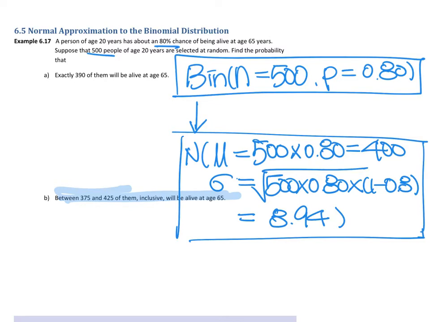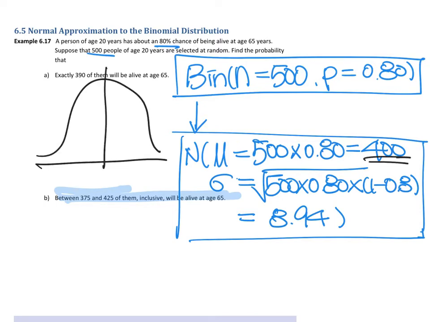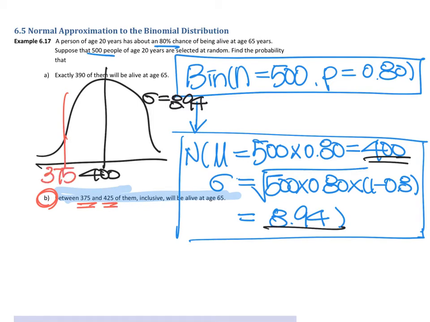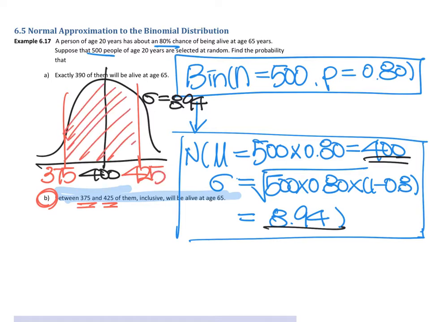So let me make the normal distribution here. Mean was 400 in the middle, and the standard deviation is 8.94. Okay, so let me set up the normal distribution approximately. And now in part B, we need the probability between 375 and 425. Yeah, we need the probability between 375 and 425.